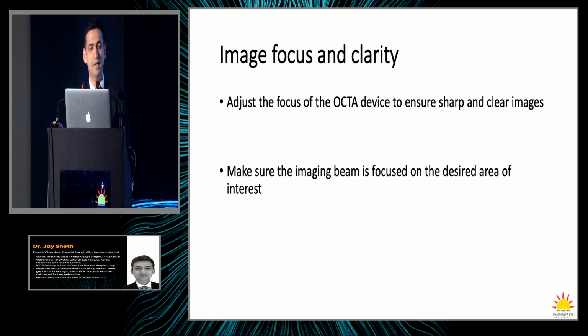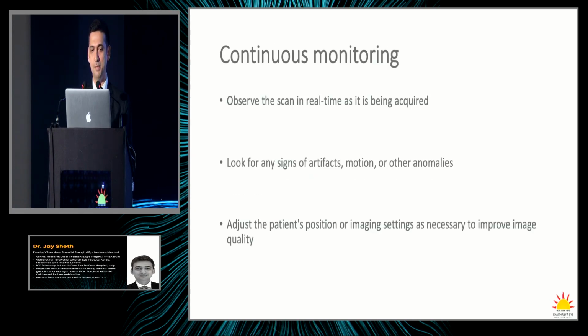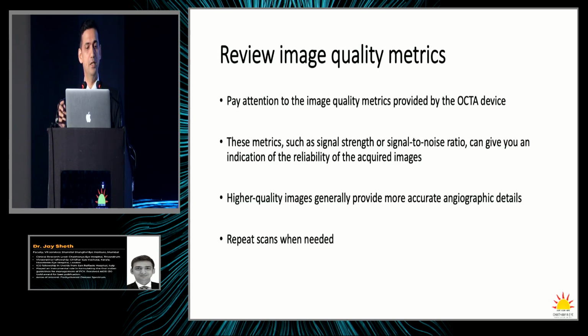So once we start acquiring the images, proper focusing is necessary to ensure sharp and clear images and make sure the imaging beam is focused onto the desired area of interest. And at the same time, continuous real-time monitoring of the patient is necessary to look for any kinds of motion artifacts that are happening. So we need to adjust the patient's position or the image settings as necessary to improve the quality of the images. Once the image is obtained, we need to pay attention to a few metrics, including the signal strength and the signal to noise ratio, which can give us an indication of the reliability of these scans. And if necessary, the scans may also need to be repeated.